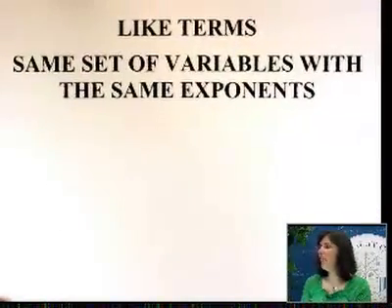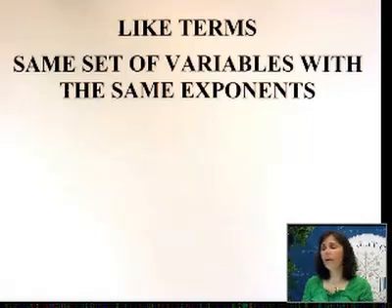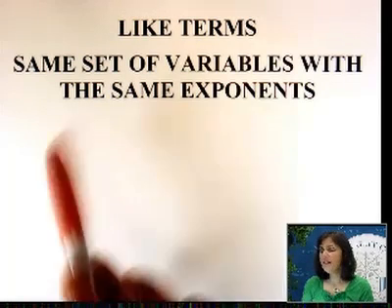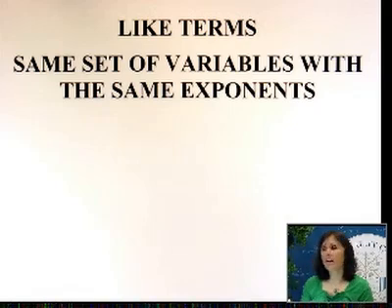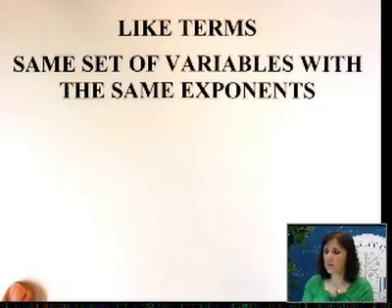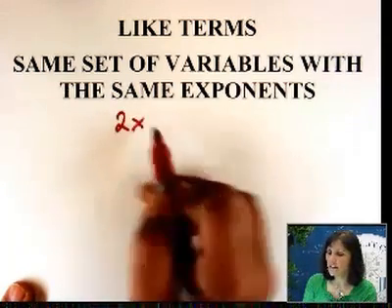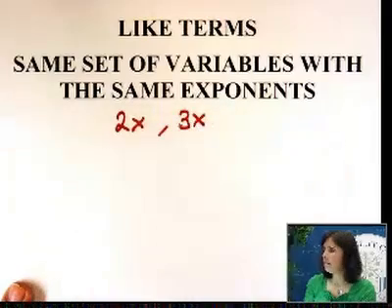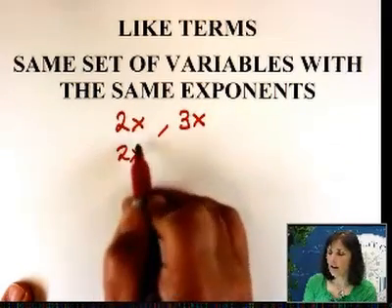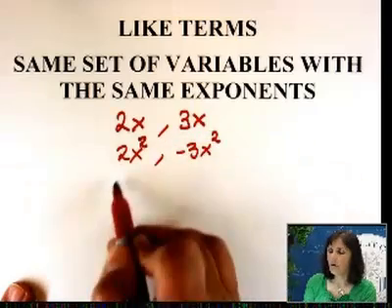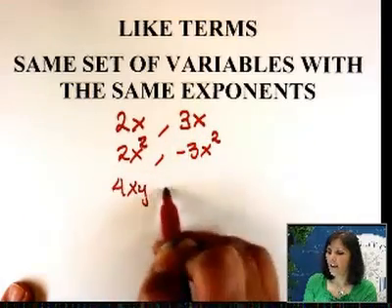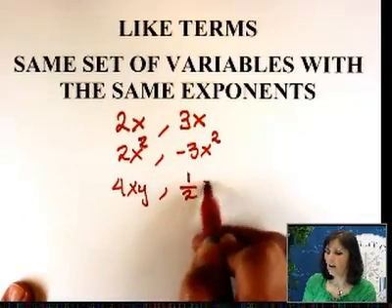Okay, now let's review the like terms at this point. Like terms have the same set of variables with the same exponents. It doesn't matter what their coefficients are. So this is just a review. Like 2x and 3x are like terms. 2x squared and negative 3x squared are like terms. 4xy and 1/2 xy are like terms.